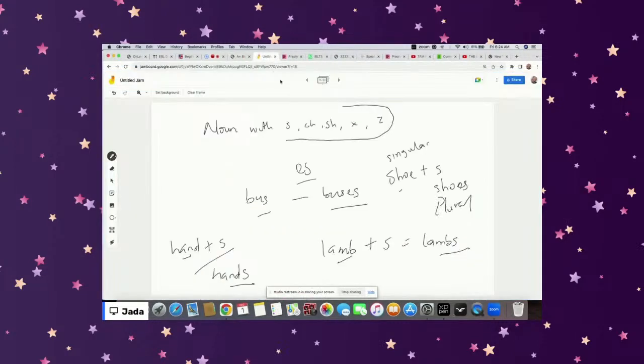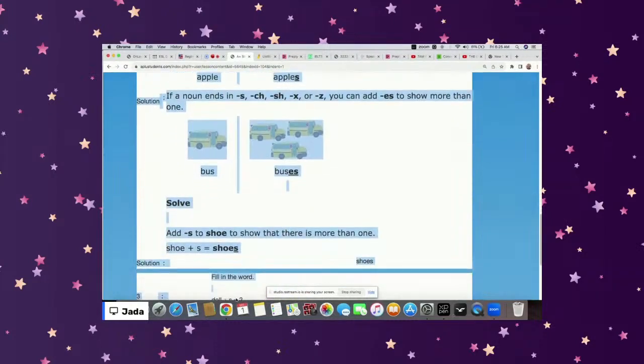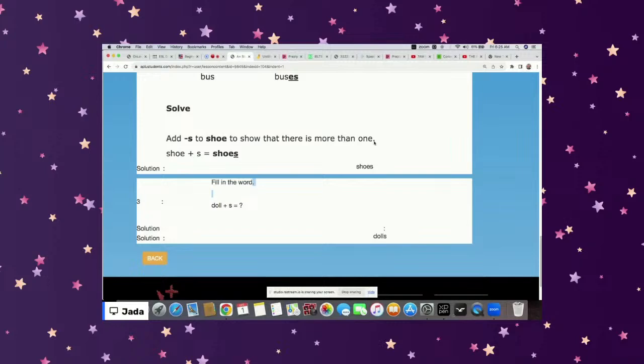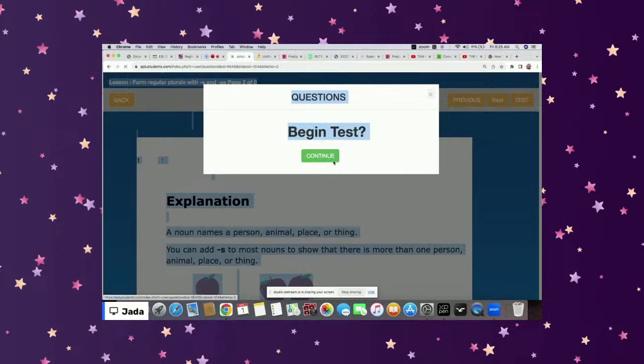So we have dog plus s, which gives us dogs. Dog is equivalent to one, and dogs is plural, more than one. So doll. So we can also have doll plus s, which gives us dolls. So if you have more than one doll, it is dolls, and if you have just one, it is called doll. Okay, so that's it for this one also. We will try to answer the test now.